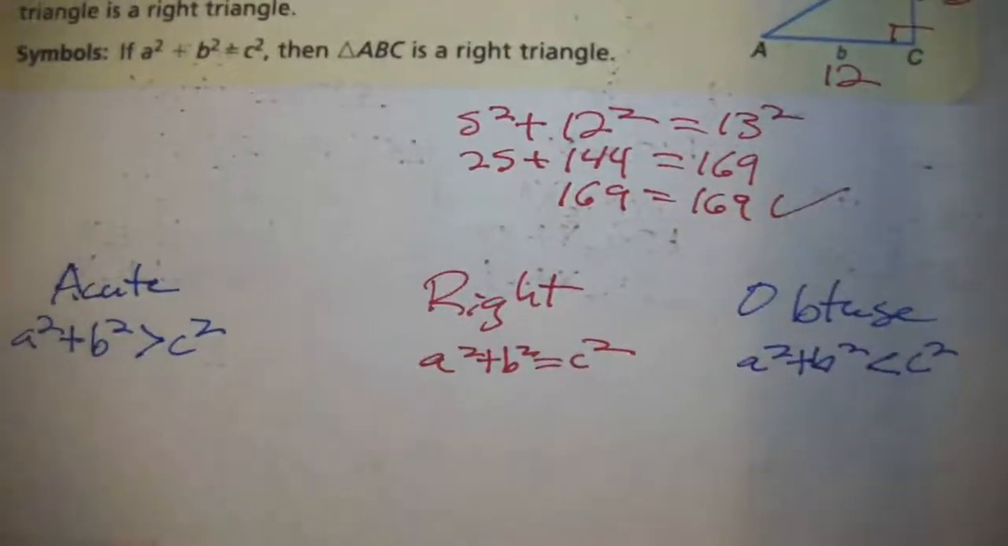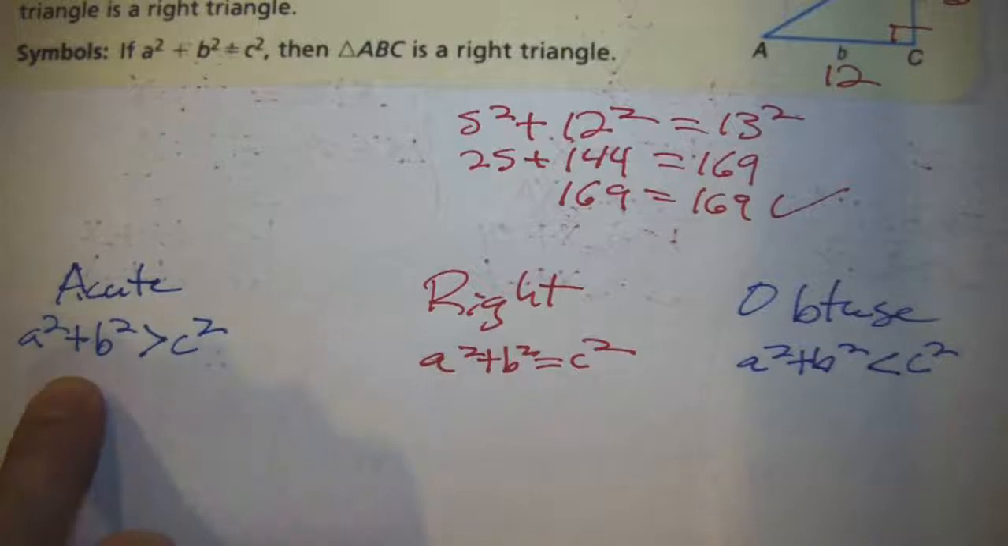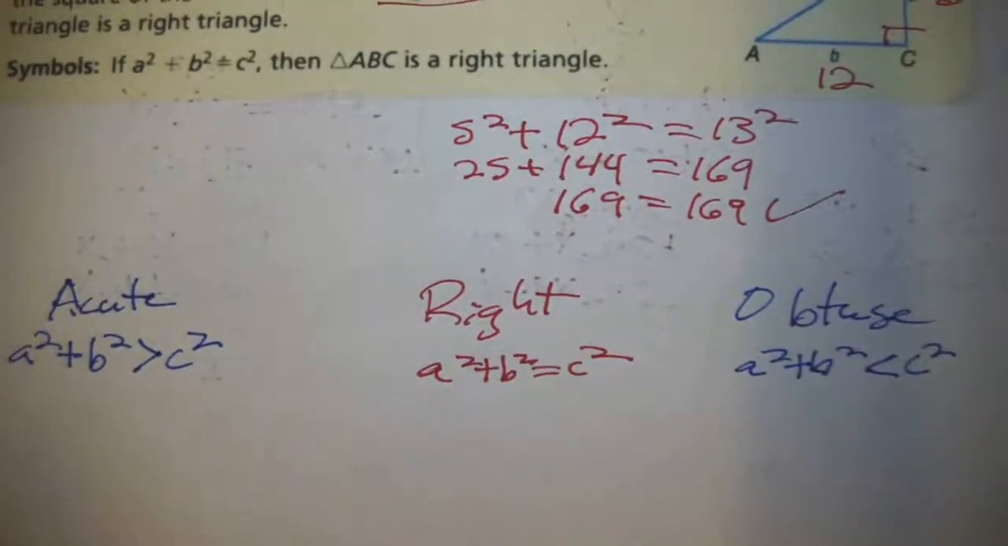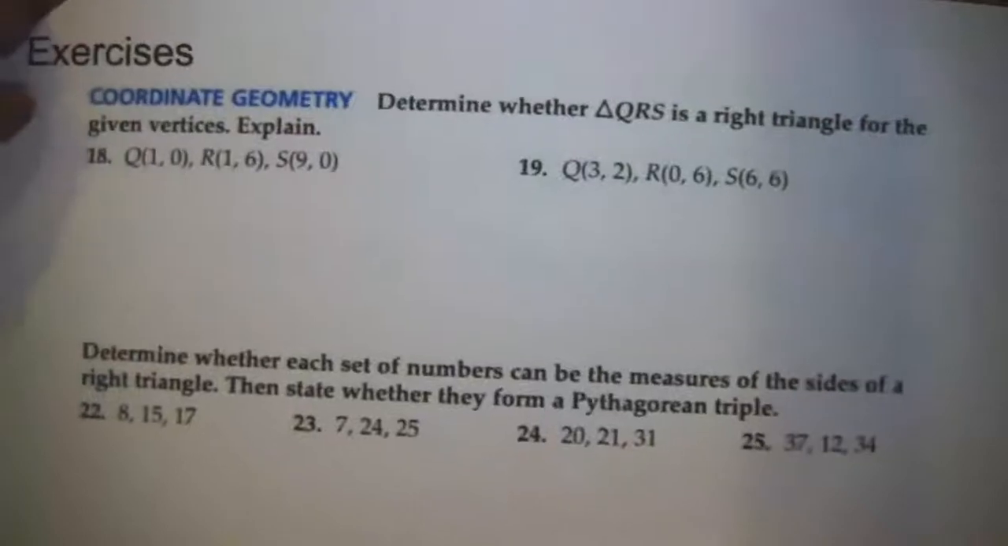So very quickly, we can determine with the Pythagorean theorem what sort of triangle we are dealing with. If it's equal, of course, then it's a right triangle. If the AB side's greater, it's acute. If the C side is greater, then we're dealing with something that's obtuse. So it should be very quick and easy for us to determine what we are dealing with. All right. Let's try some.